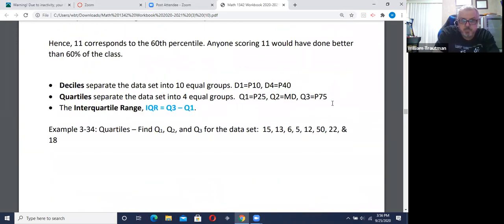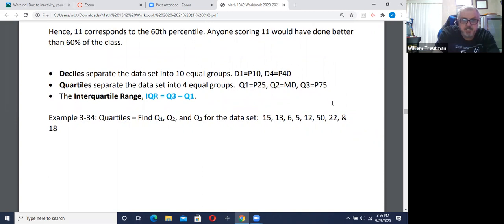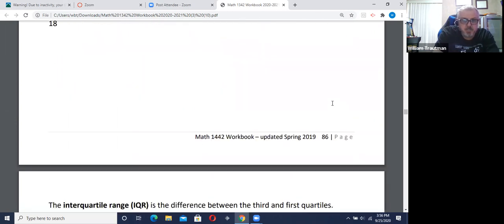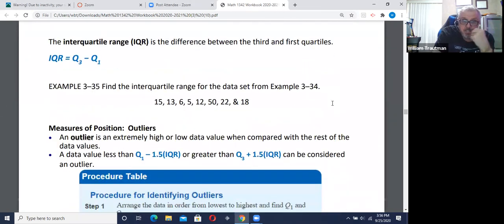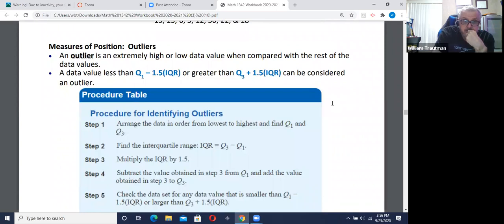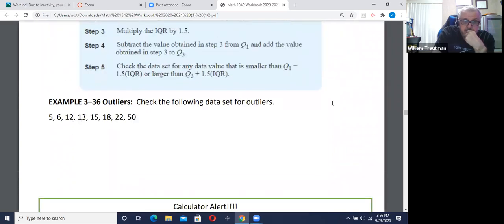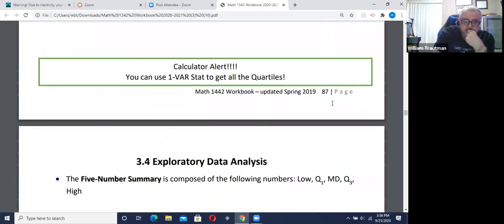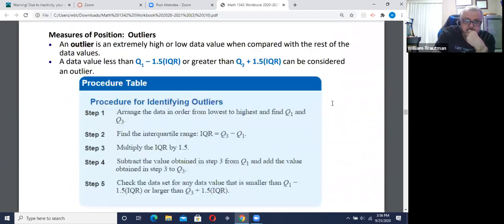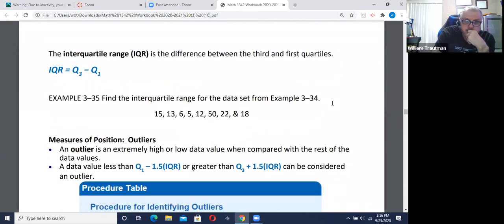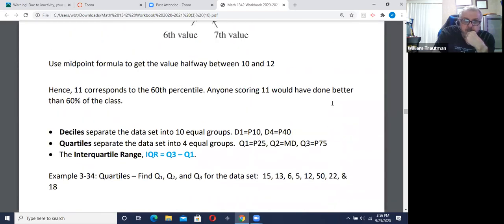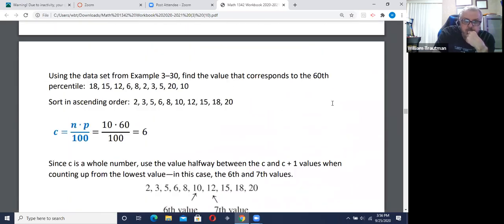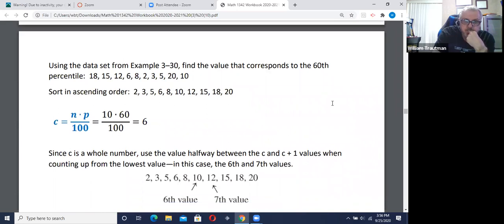Find Q1, Q2 from this data set. I'm going to use the calculator here in a second, but they don't tell us much about this. I guess they want me to just show you on the calculator, so let's do that now. All right, so we are going to find Q1, Q2, Q3 on the calculator.